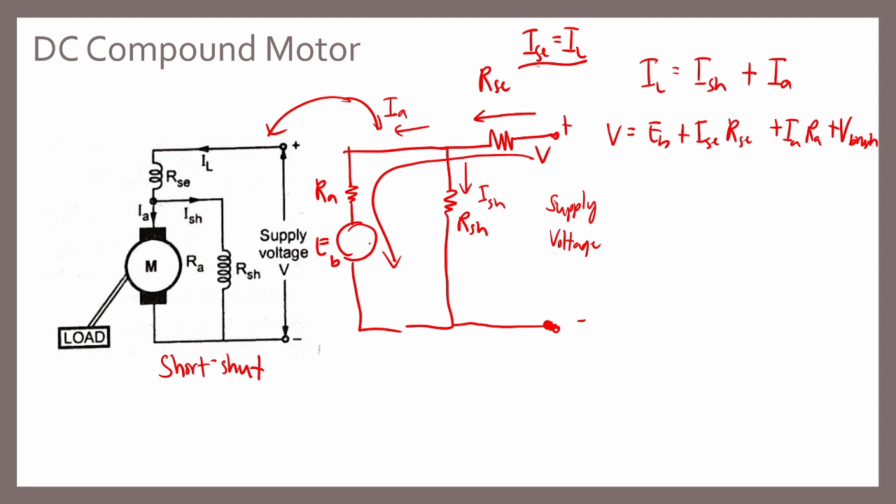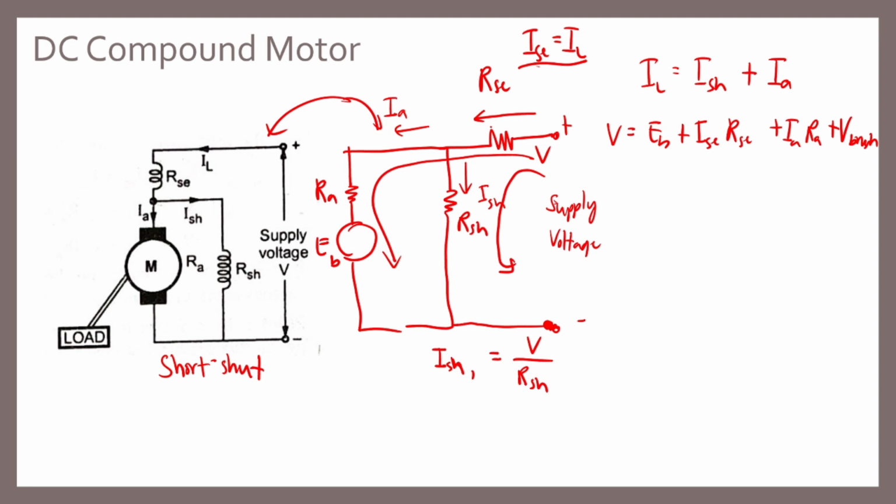Now to get the ISH, okay? To get the ISH, you need to loop from V to the RSH. Okay. To get ISH, if we loop, ISH is equal to the voltage across it in parallel divided by the RSH. In this case, we also need to consider the voltage drop across the series resistance.